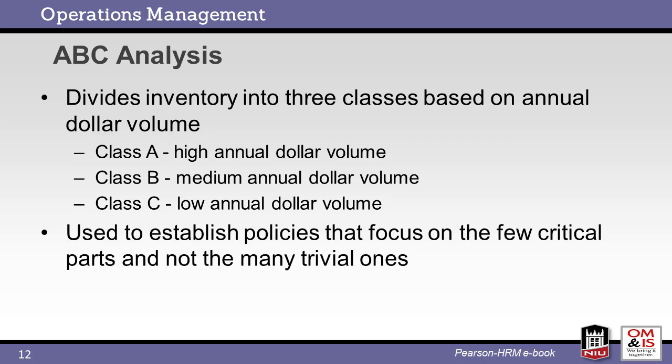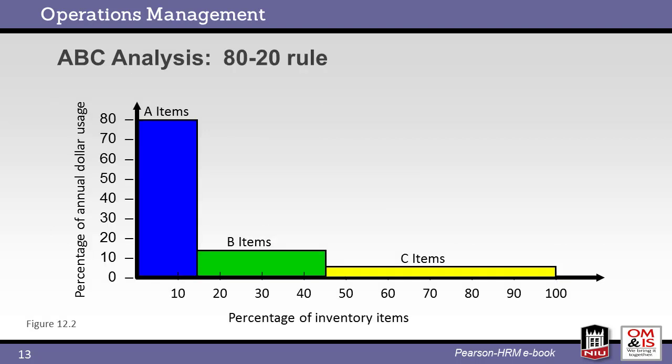ABC analysis groups items based on their annual dollar volume. Class A items have the highest dollar volume, Class C the lowest, and Class B in between. We use the ABC analysis to focus our attention on the most critical parts. The distribution of items between the three classes generally follows the 80-20 rule, with 80% by dollar falling into the A class, with the B and C items making up the other 20% of dollars spent on inventory.